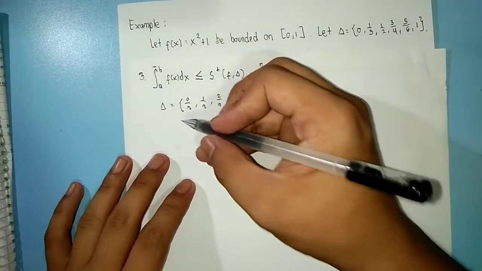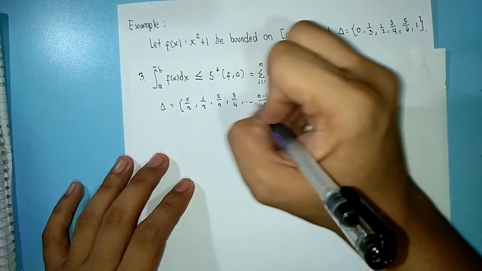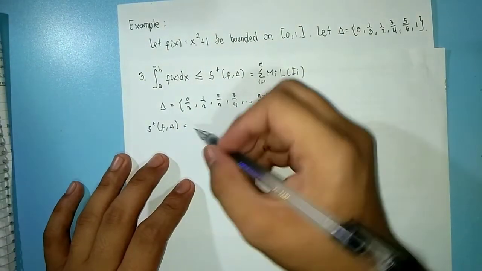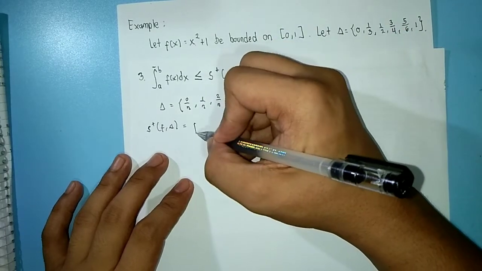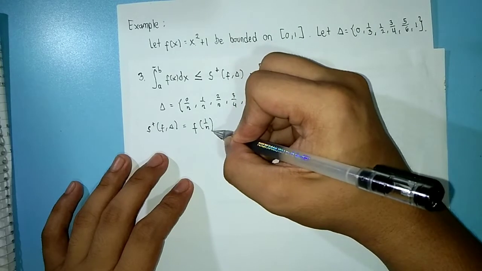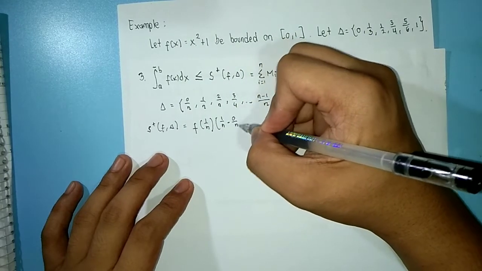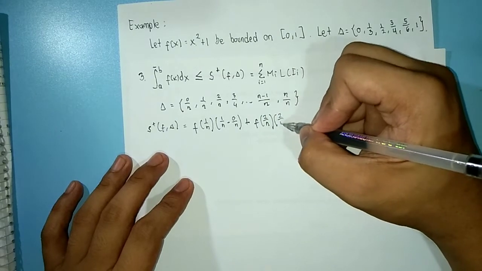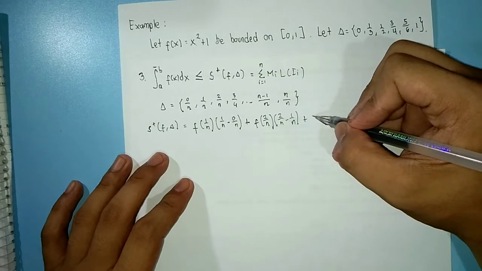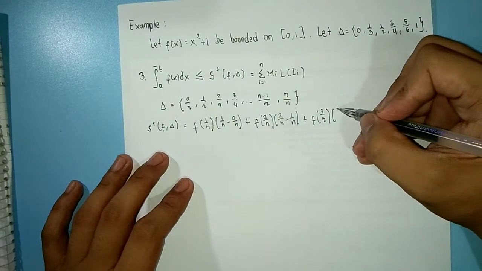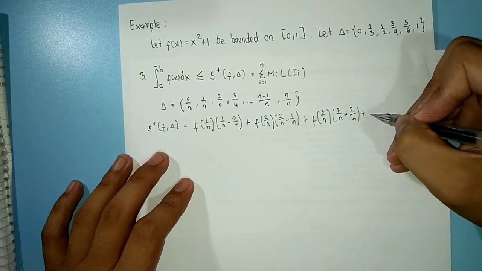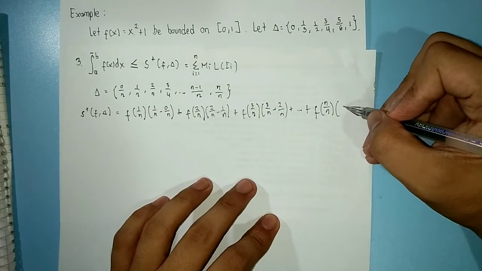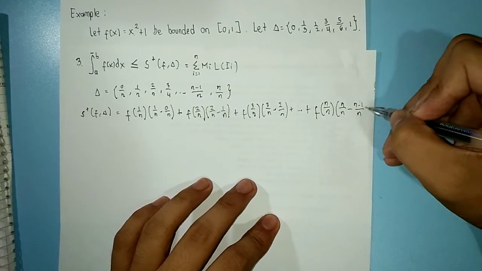So let's get the upper Darboux sum of f with respect to delta. This is equal to a summation: f of 1/n times (1/n minus 0/n), plus f of 2 over n times (2 over n minus 1 over n), plus f of 3 over n times (3 over n minus 2 over n), plus ... plus f of n over n times (n over n minus 1 over n). Okay?